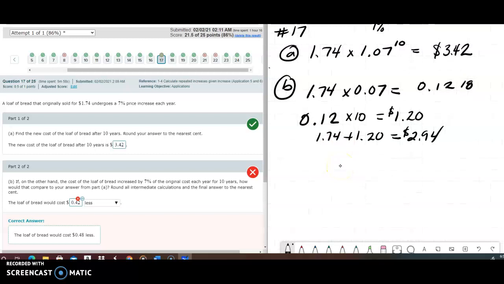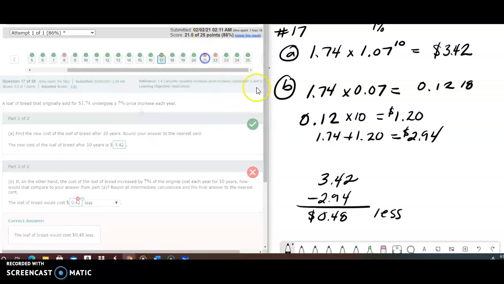So it wants to know if the original cost of bread would be more or less, and then how much. So take $3.42 and subtract $2.94. You end up with 48 cents. So put in 48 cents, and this is 48 cents less.